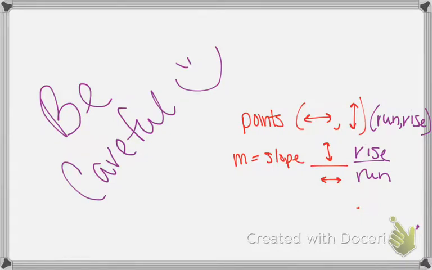One last reminder is just to be careful. It's really easy to mix up plotting point and plotting slope because they're so similar, but they are different. So when you're plotting points, remember it's actually run, rise. So you run from the origin and then you rise to plot a point. But when you're doing slope, you rise first and then run. So just be careful there.